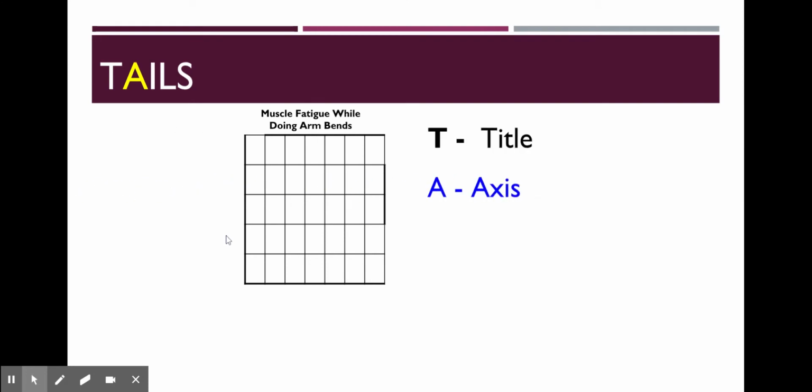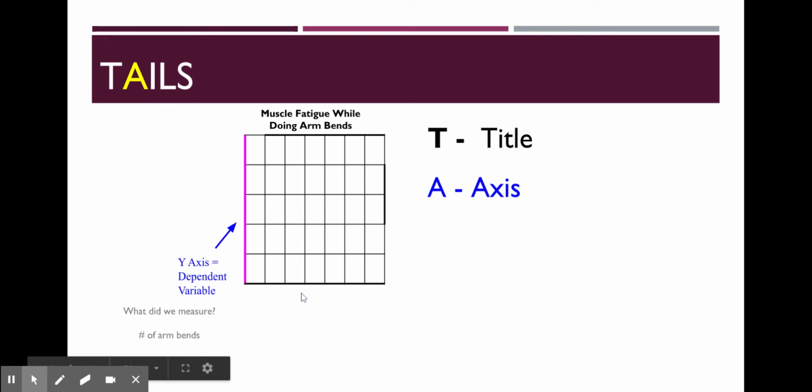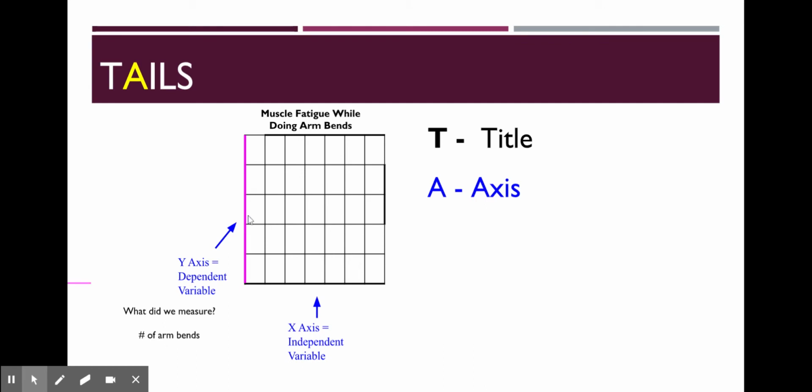The A stands for axis. So your y-axis is your dependent variable. What did we measure? The number of arm bends in our experiment that you should have finished. The x-axis is your independent variable. This is what did you change? And in this case, in our experiment, you changed time.